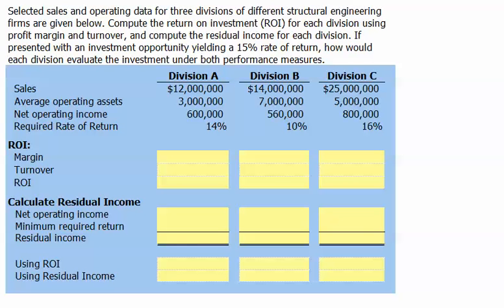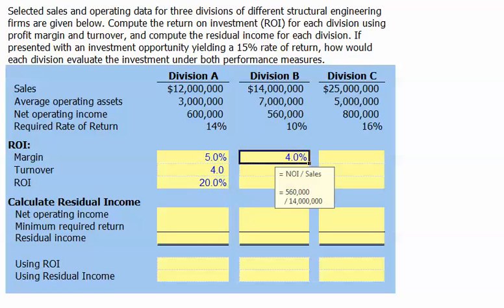Let's begin by calculating the ROI for each division. For Division A, we have an operating margin of 5%. We find this by dividing the $600,000 in net operating income by $12 million in sales. Division A has an asset turnover of 4, which is found by dividing $12 million in sales by $3 million in average operating assets, which means its ROI is 20%, which we find by multiplying the 5% profit margin by the asset turnover of 4.